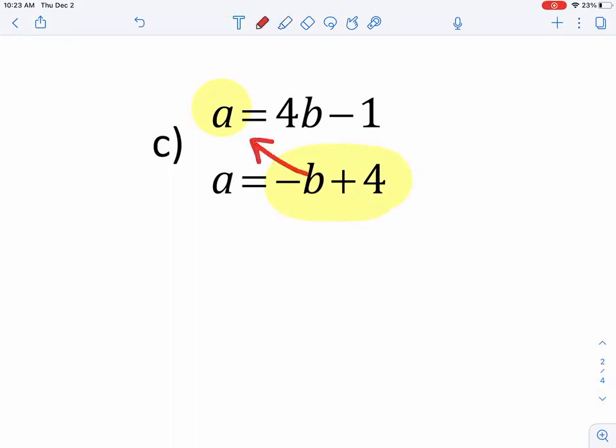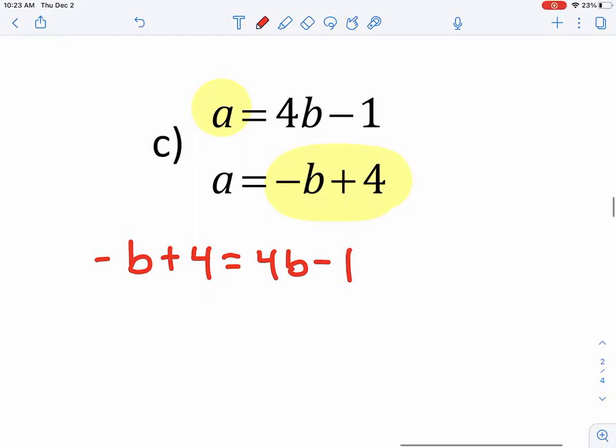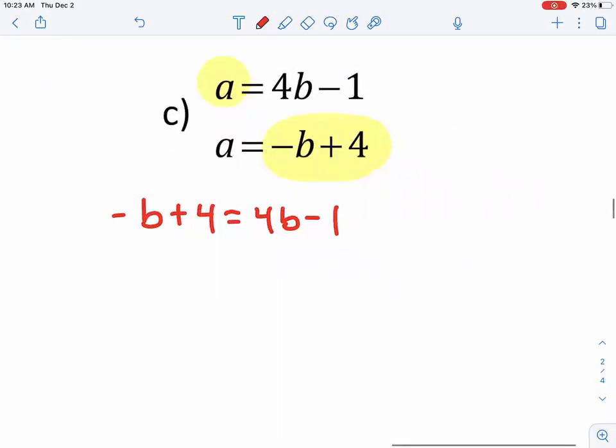Okay, so I'm kind of swapping those two things. So I get -b plus 4. Okay, I'm rewriting this. -b plus 4 is equal to 4b minus 1. So I've made my substitution. But I now have to solve that for b. So I'll move my b's to the left. So I'm going to subtract 4b from both sides.